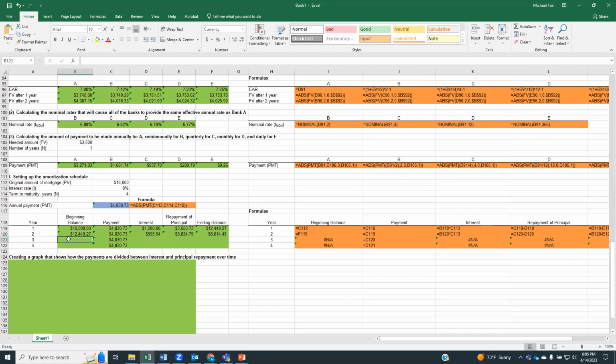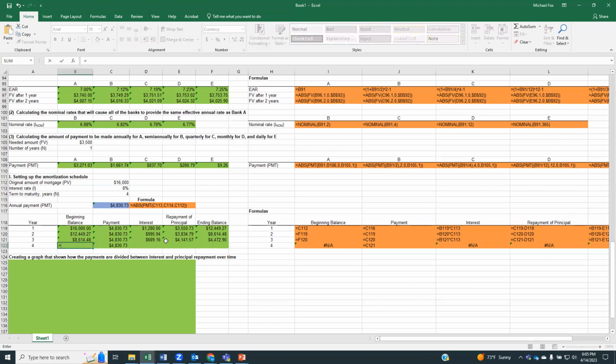Third year. Now we could use the fill tools for this, but I'm just doing this so you can see it done a few times in a row. I know it's getting long here. So our beginning balance is the same as our ending balance last year. Our interest is going to be our beginning balance times our interest rate. Our repayment of principal is going to be the total payment minus the amount that is interest. And our ending balance will be our beginning balance minus the repayment of principal.